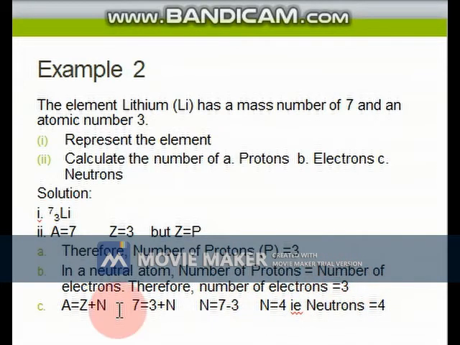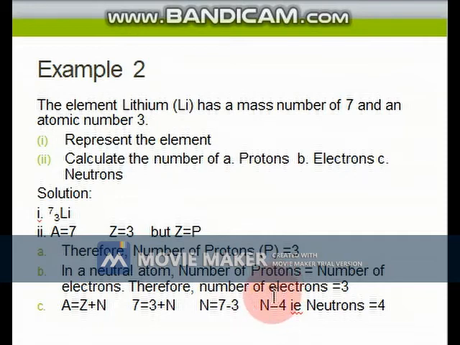Whilst in the last question, where we are looking for the neutron number, we have the mass number equals the atomic number plus the neutron number. So we subtract the atomic number from the mass number to get a value of 4. So that is how that is also represented.